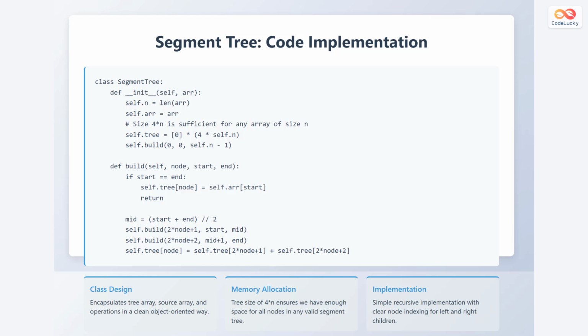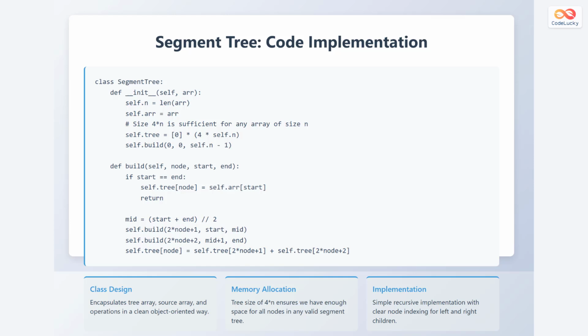The build method recursively constructs the segment tree. If the start and end indices are equal, it means we've reached a leaf node, so we store the value of the array at that index in the tree. Otherwise, we calculate the middle index, recursively build the left and right subtrees, and store the sum of the left and right subtrees in the current node.